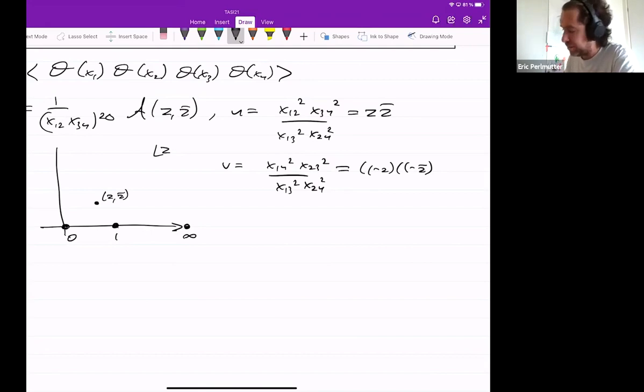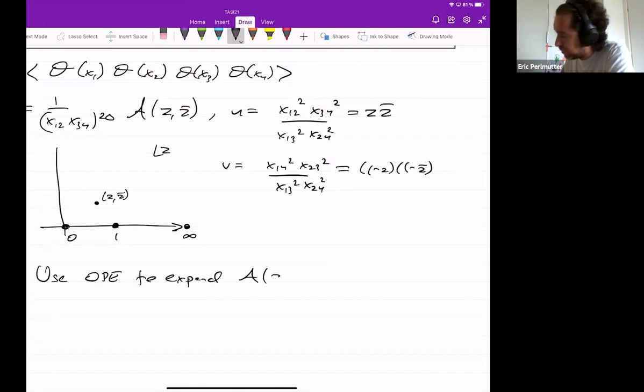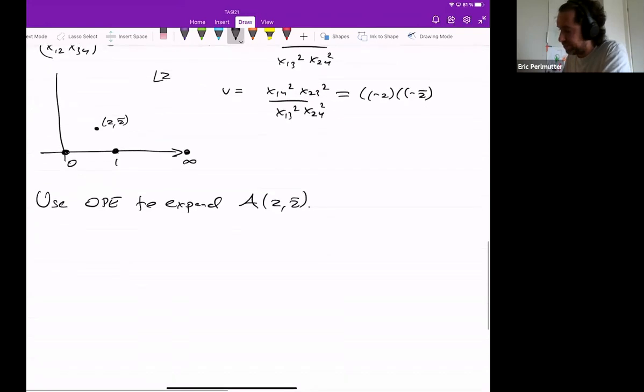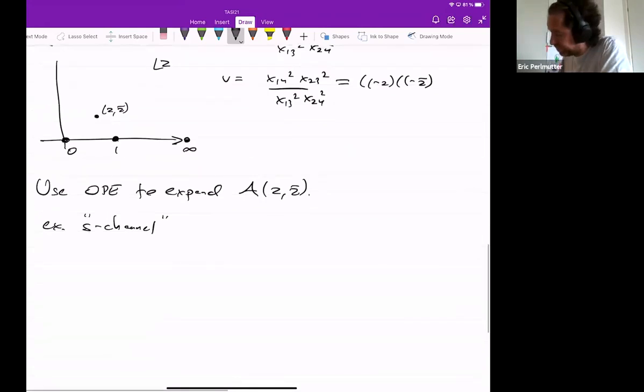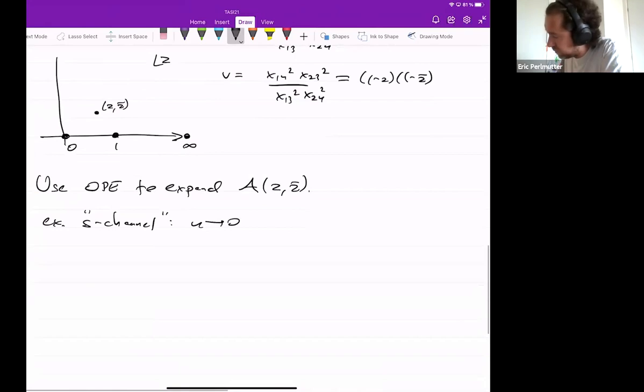Okay, so we want to use the OPE to expand our correlator. And there are different channels in which to do this. We can bring operators together in pairs in different ways. So for example, in what I'll call the S channel, we take U to 0, which is small z.